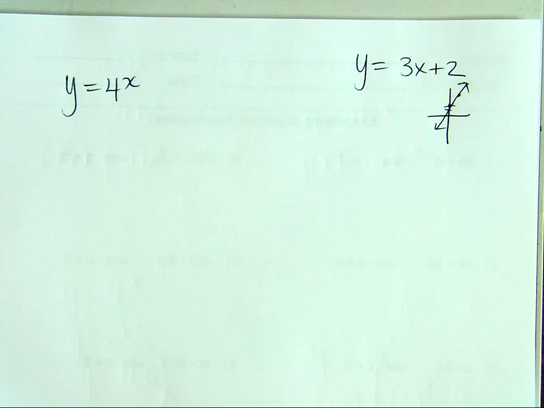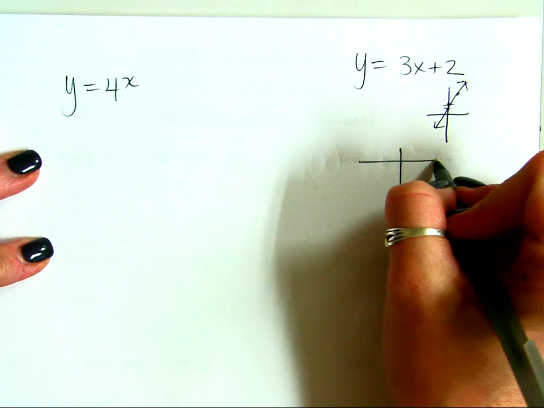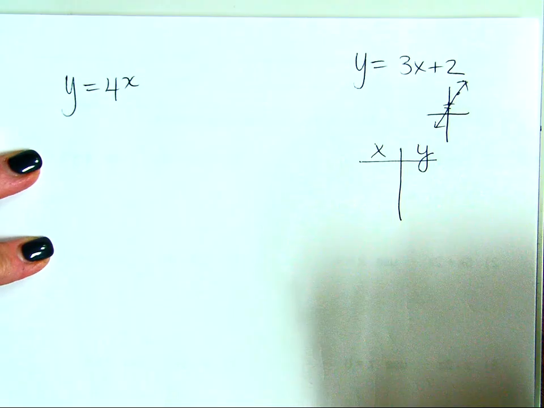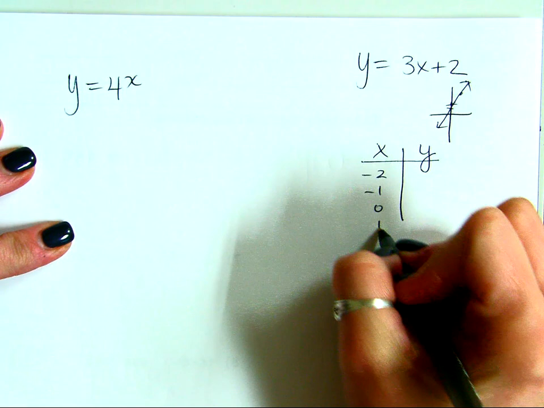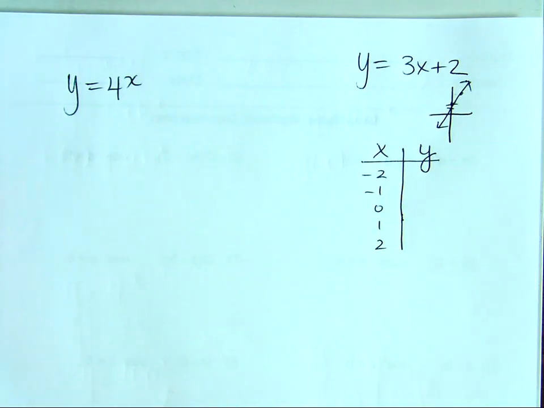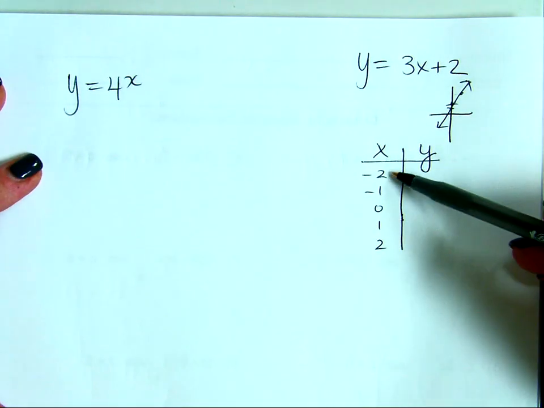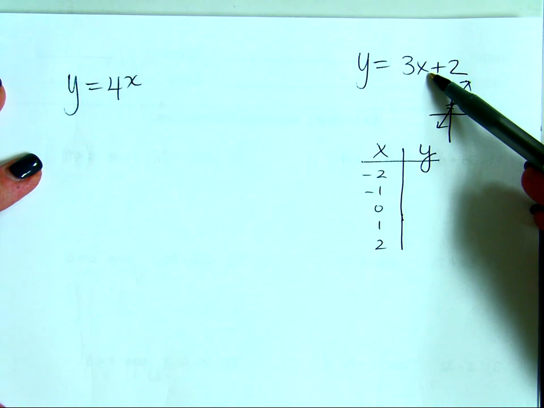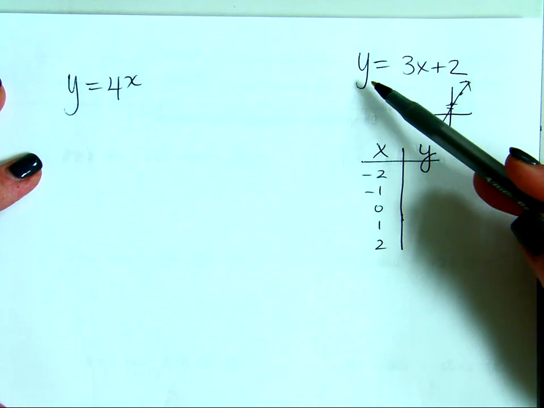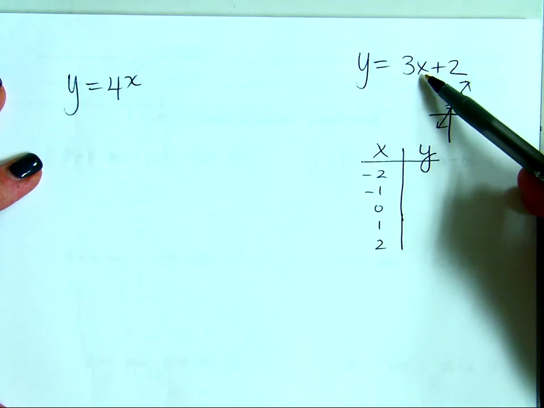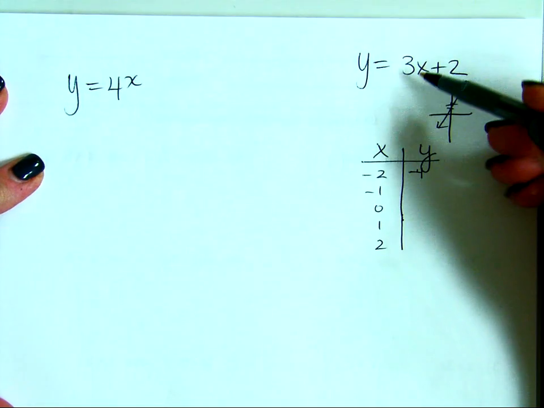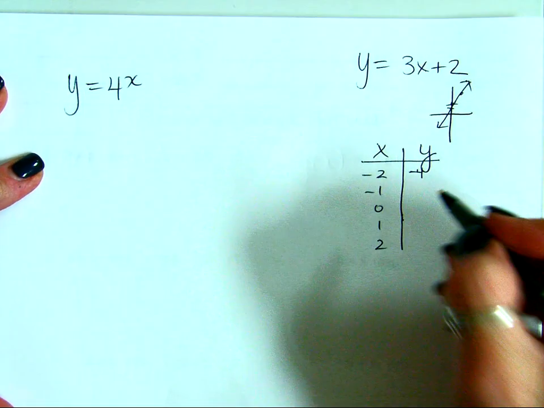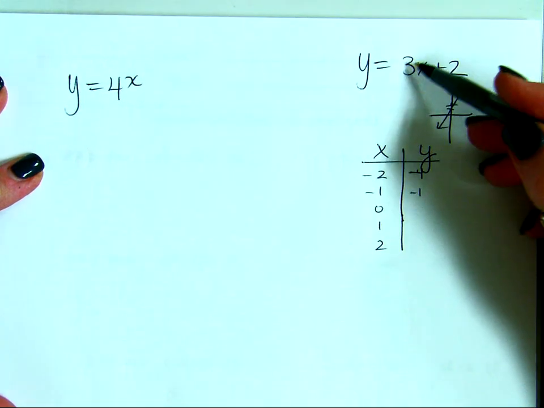But if you forgot how to graph linear functions, your fallback is always to make a table of values. Meaning, if I chose these 5 points, which are the 5 points we're going to choose, all you have to do is put this in for x and solve it for y. So 3 times negative 2 is negative 6, and negative 6 plus 2 is negative 4. 3 times negative 1 is negative 3, so this is negative 1. 3 times 0, that's going to be 2.